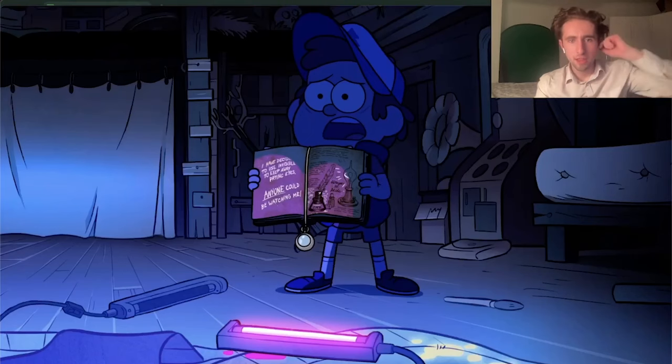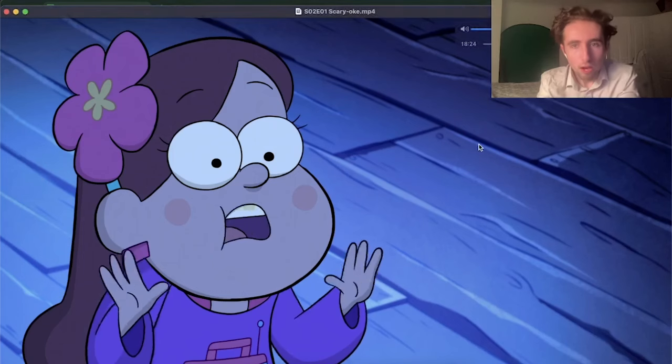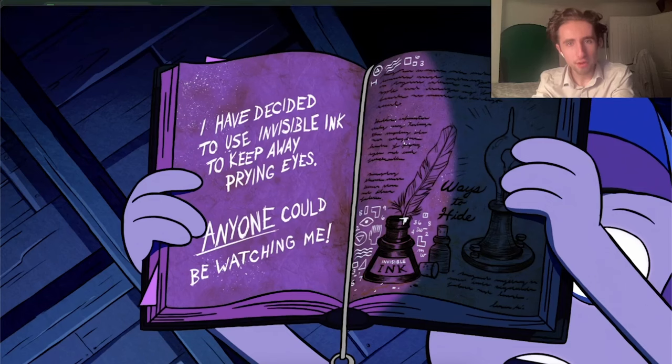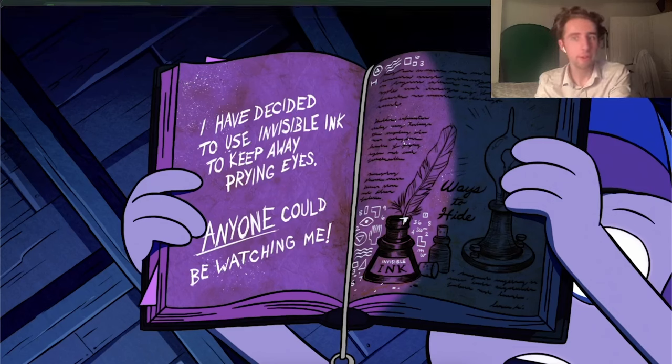So, this is what I'm interested to see, actually, is what the blacklight has to show. "So, I have decided to use invisible ink to keep away prying eyes. Anyone could be watching me." Including Bill Cipher, right? So Bill Cipher is always watching, as I've said so many times, but it's one of my favorite lines. It's so funny.